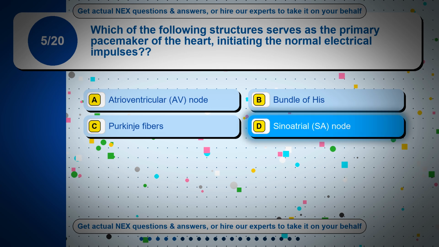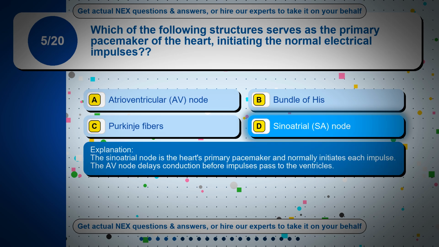The correct answer is option D. Sinoatrial, SA, node. The sinoatrial node is the heart's primary pacemaker and normally initiates each impulse. The AV node delays conduction before impulses pass to the ventricles.